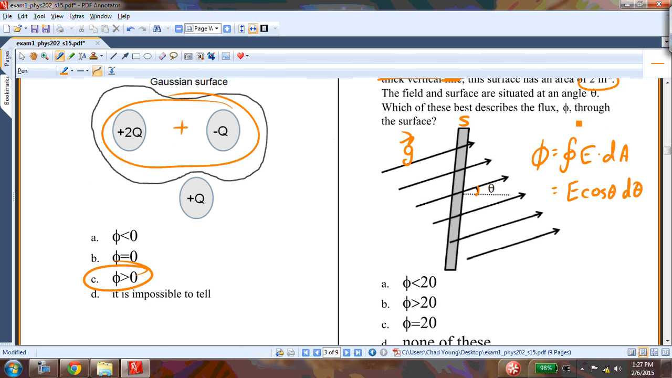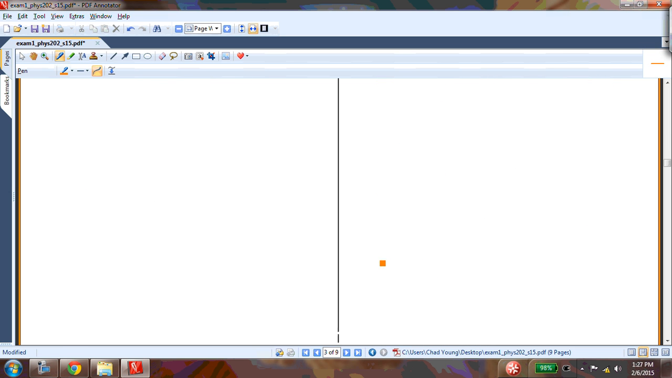So is it less than 20, greater than 20, or equal to 20? Well, it's not greater than 20. It's definitely not equal to 20 as well, because I have this cosine theta term, so it has to be less than 20. The flux is actually less than 20.